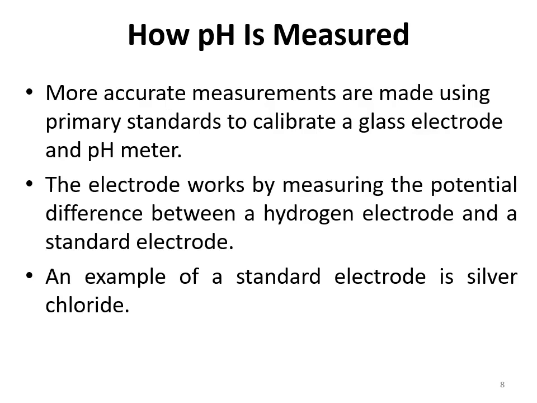At a low pH, if the solution is acidic, a voltage will be developed of one polarity, and at high pH, if basic, meaning higher than 7, the voltage will be developed in the opposite polarity. So this is how it works. The electrode works by measuring the potential difference between a hydrogen electrode and a standard electrode. An example of a standard electrode is silver chloride.